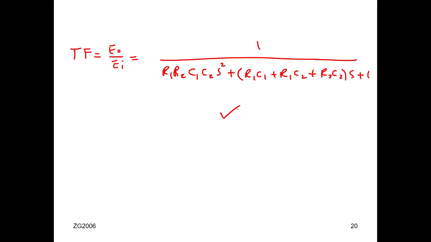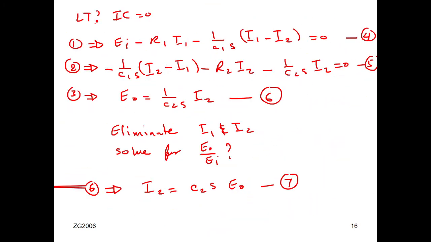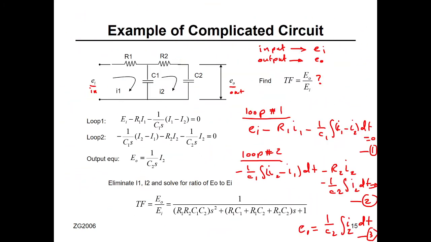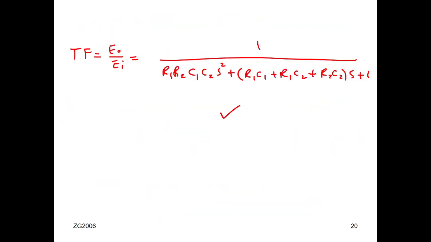Let me check the solution. R1, R2, C1, C2. This is correct. R1, C1, R1, C2, R2, C2, plus 1. R1 and R1, so this is the same. It's correct. Okay. Thank you.